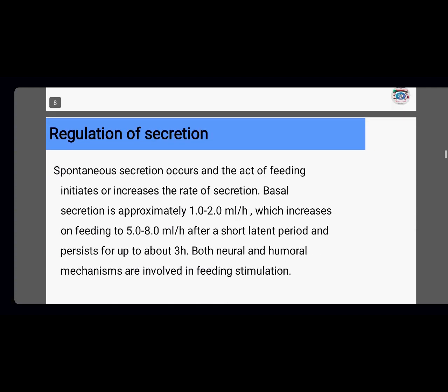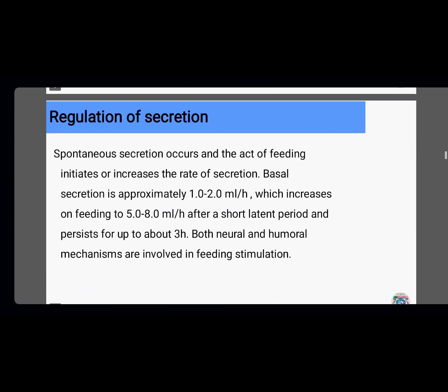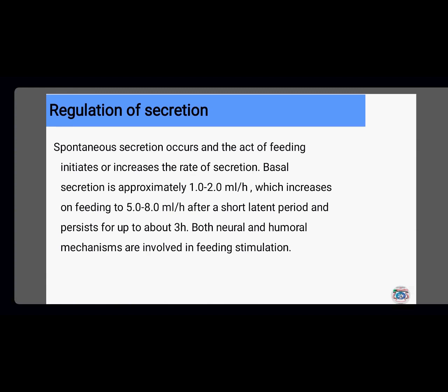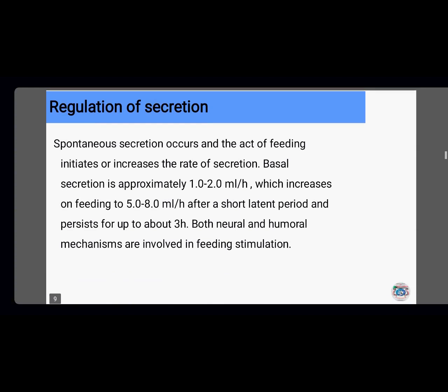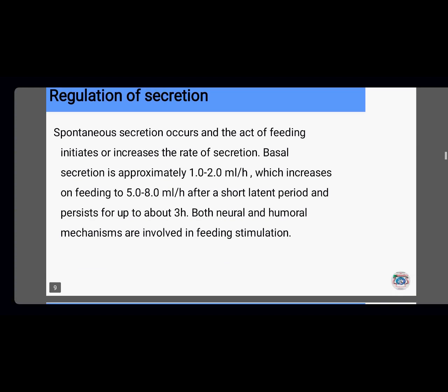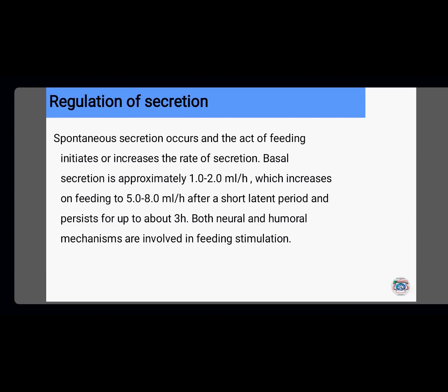Here is the regulation of secretion. How does the small intestine regulate its secretion? Spontaneous secretion occurs, and the act of feeding initiates or increases the rate of secretion. They said the basal secretion, the spontaneous amount, is very little, approximately 1 to 2 ml per hour, a little amount of secretion.